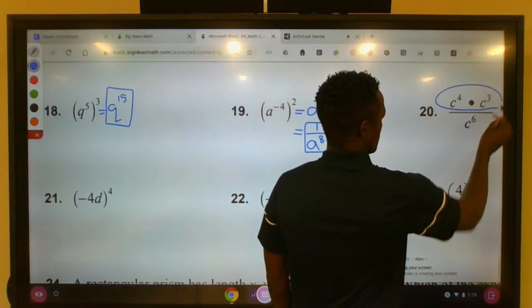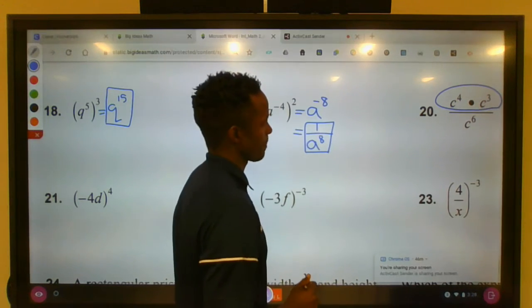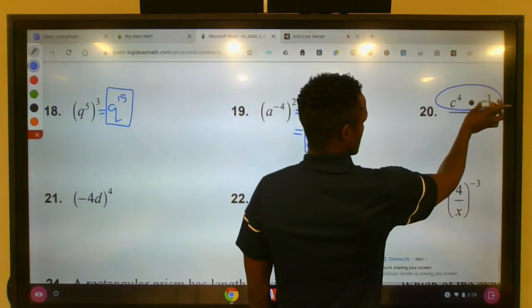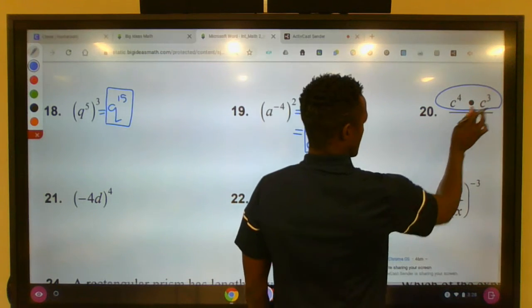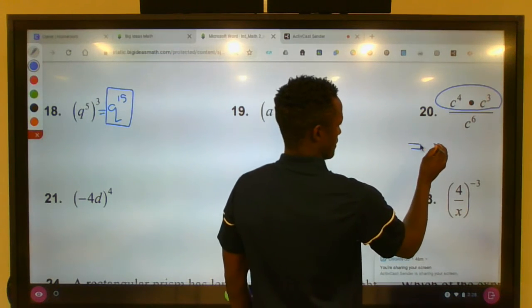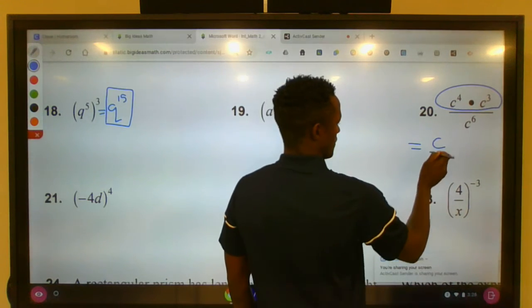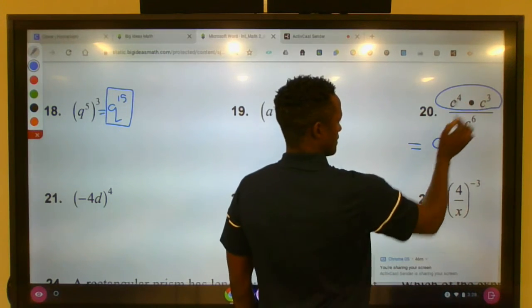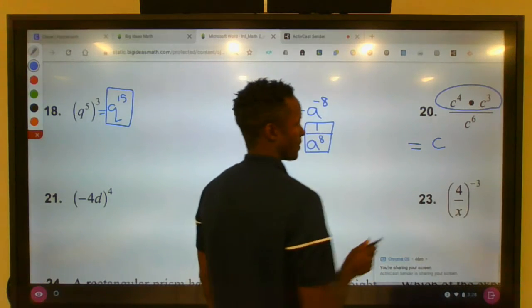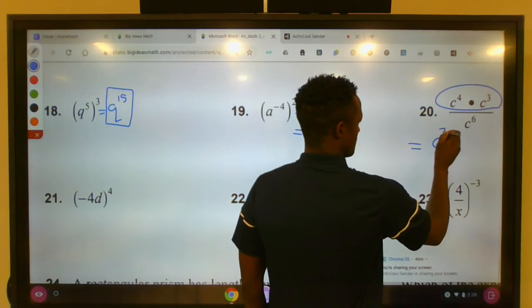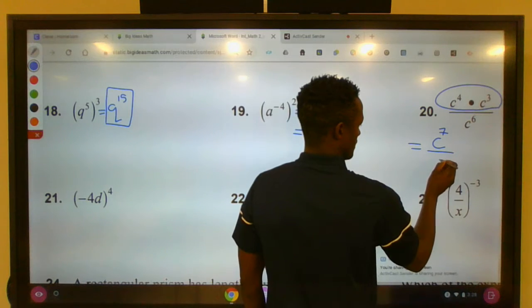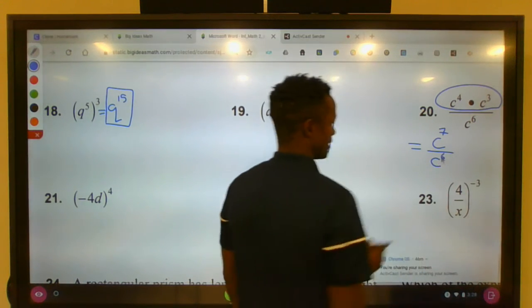to start with the top. I'm multiplying powers that have the same base. When that's the case, I can simply write one base and combine the exponents. 4 plus 3 gives you 7. And then here at the bottom, we still have a c to the 6th power.